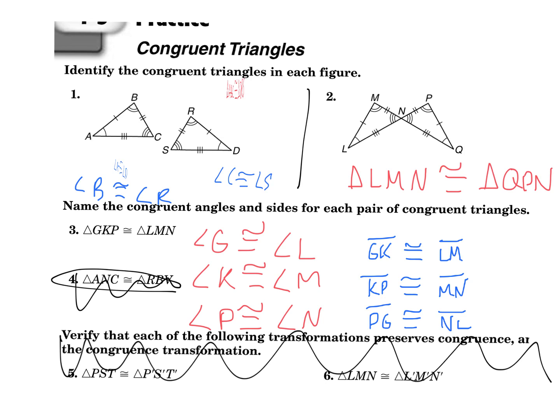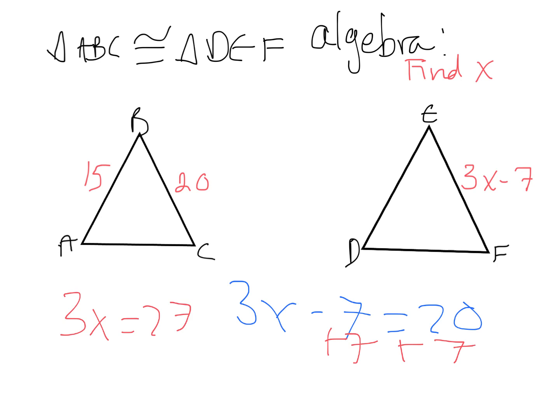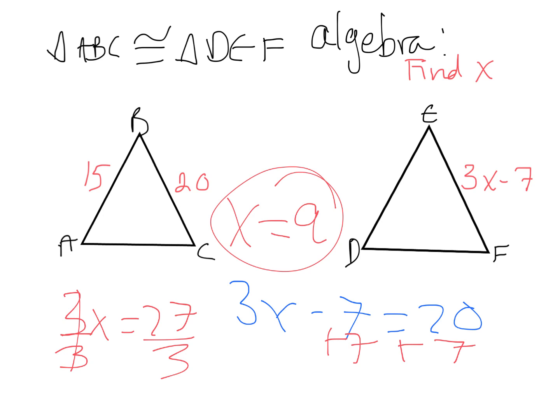So, the next thing we're going to do is use some algebra with these. We're going to solve for x. So we're going to set up our equations. Side BC is congruent to side EF, so we know those are equal, and that's how we're going to solve for x. So we're going to do 3x minus 7 equals 20. Then we're going to go through our steps. We're going to do plus 7, 3x equals 27, divided by 3, divided by 3. So 27 divided by 3 is 9. So x equals 9.